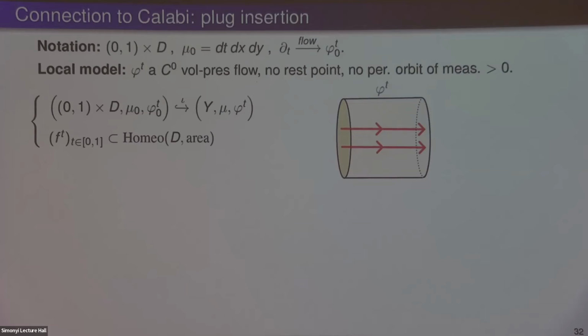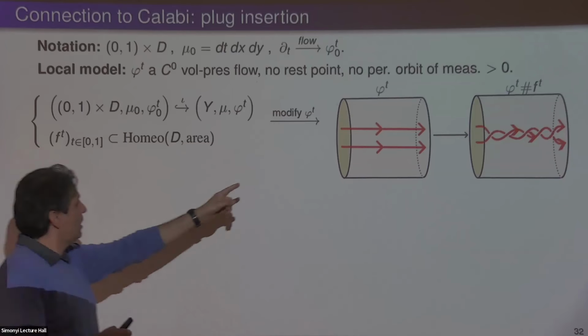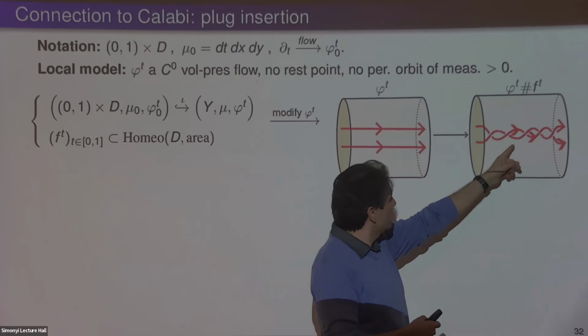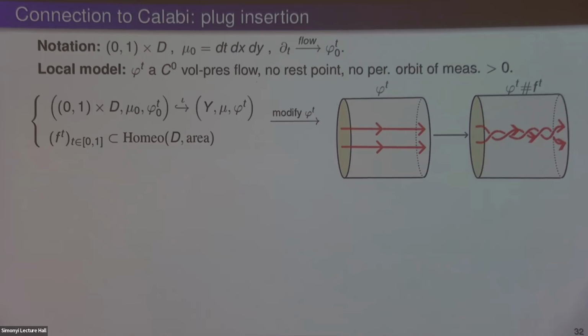Then, given these two pieces of data, I can take my volume preserving flow and modify it in the following way. I go inside the flow box, the flow lines look trivial. I'll replace them with the flow lines of this area preserving isotopy. A typical point here is t comma p. Here it gets replaced by t comma ft of p. Then I get a new volume preserving flow, and we call this operation plug insertion, and we denote it by phi t sharp ft.